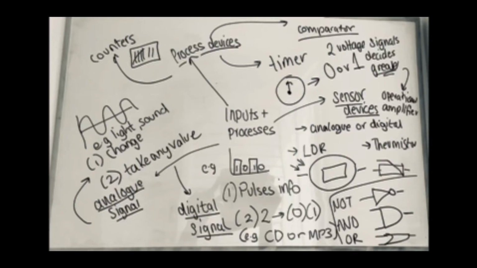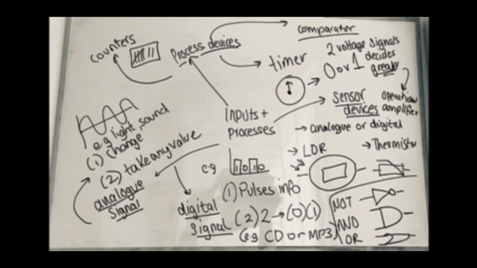So sensors can be analog or digital, and there are two main ones that you need to know about. So you've got the light dependent resistor, which, depending on the light intensity, causes a signal to happen, and because of the resistance, the resistance decreases as the brightness increases, and thermistors change with temperature. So as the temperature increases, the resistance decreases.